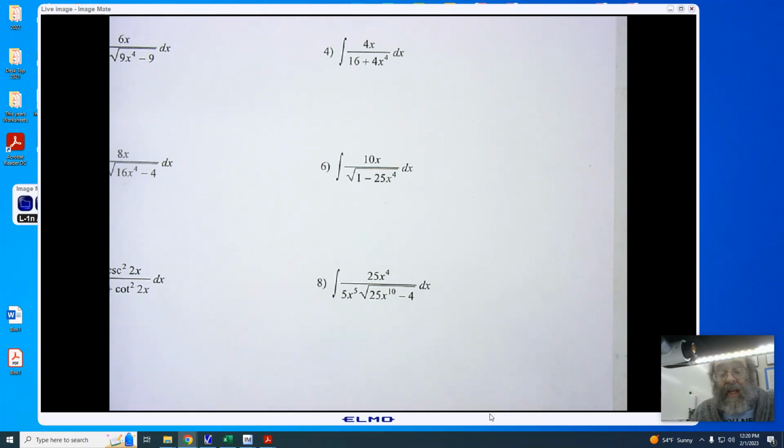Now be aware, in each of these we are going to be using our formulas for arc sine, that is the a squared minus u squared within the square root, the tangent, which is the a squared plus u squared, or u squared plus a squared, and then the arc secant, or the secant form, which would be the u squared minus a squared. Alrighty, so let's go ahead and begin.